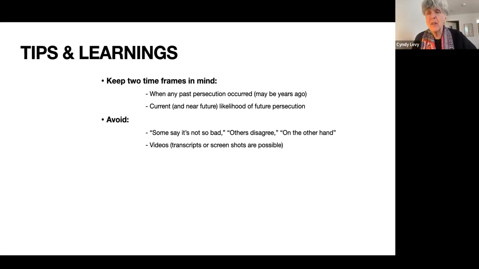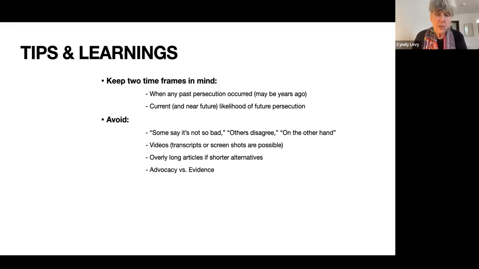There are limits about using video, but transcripts are perfectly fine, or you can take screenshots if there's something you really can only find there. We talked about submitting paper applications and the disadvantage of overly long articles. Use the shorter of alternatives if they're available.